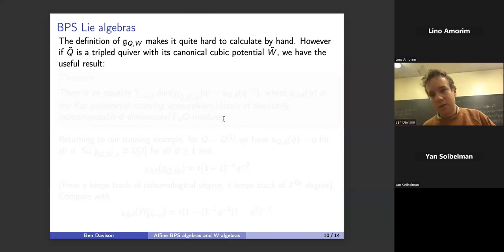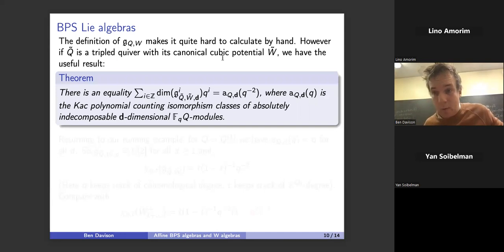I've told you that there is a natural subspace of the cohomological Hall algebra that has all of these amazing properties. I've not really given you much of a definition. That's because it would require a digression on perverse filtrations and all the rest of it. And even if I were to get to the end of that digression, you'd probably think, well, that all sounds fine in principle, but absolutely impossible to ever calculate. So the point of this slide is that in the cases that we care about, tripled quivers with their canonical cubic potentials, we do have quite a good chance of being able to calculate what the BPS Lie algebra is.